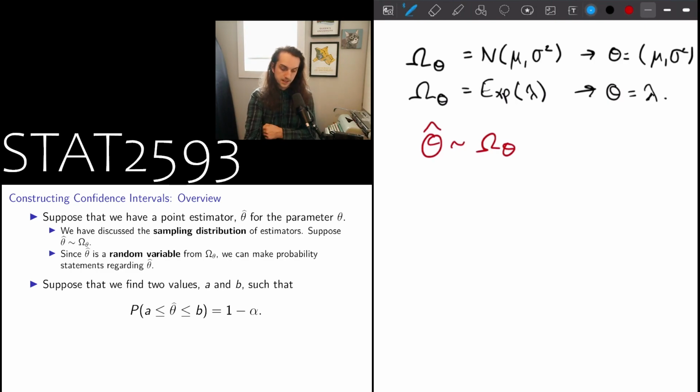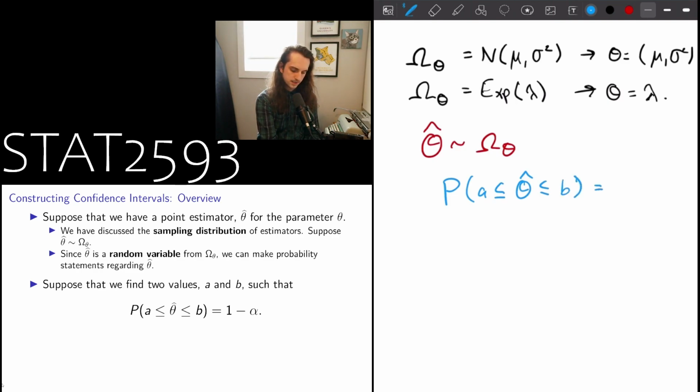In particular, if we knew what the distribution was, then we could find two values, A and B, such that the probability that A is less than or equal to theta hat, which is less than or equal to B, equals some value, say 1 minus alpha, right? Depending on what omega is, depending on the underlying distribution, A and B are going to change, and also depending on what we select alpha to be. But we know that generally speaking, we know how to compute this kind of probability statement if we were given the distribution.